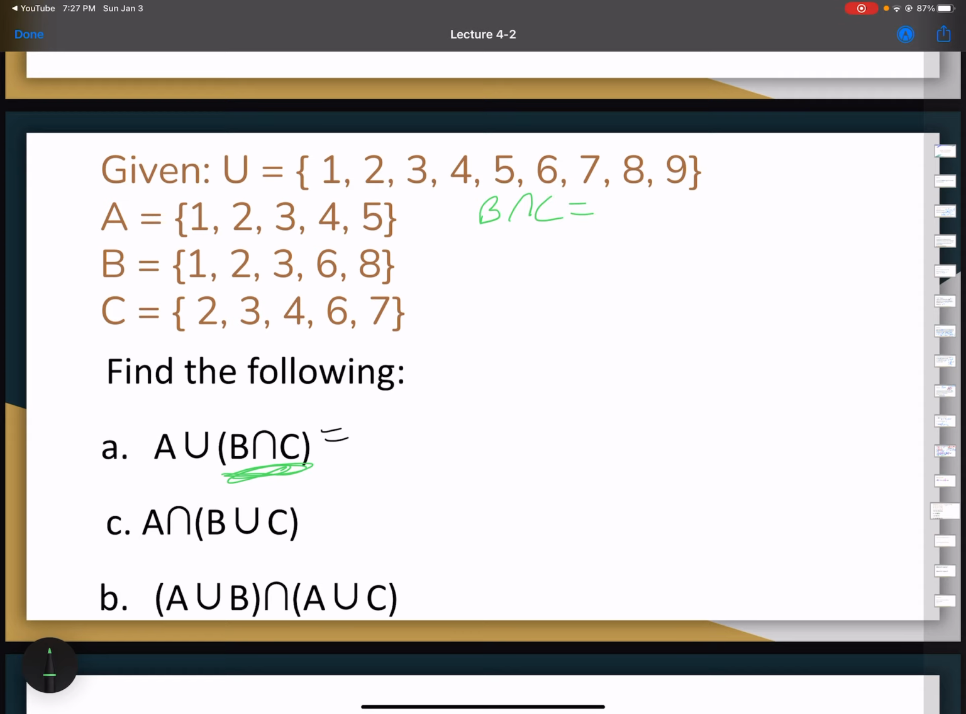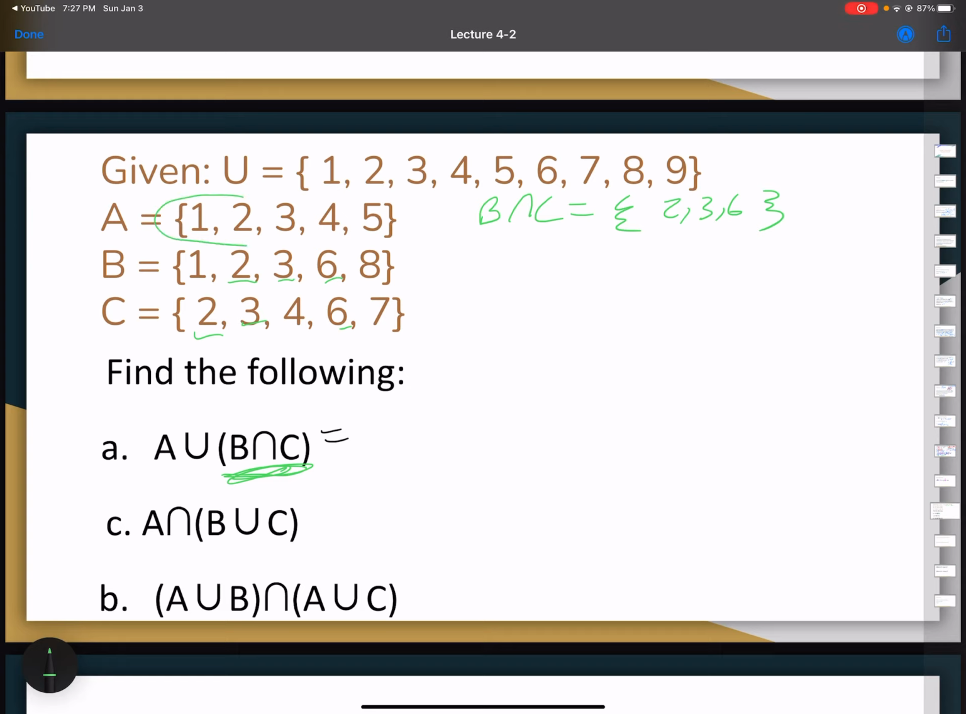So what do B and C have in common? Well, they both have a 2, they both have a 3, they both have a 6, and that's it. 2, 3, 6. So A union that is going to be everything in A and everything here, which is just going to give me 1, 2, 3, 4, 5, 6. And if you haven't noticed by now, this stuff can be a little confusing if you don't do the practice problems. So I implore you to do all of the practice problems and make sure you are getting used to all of this notation.